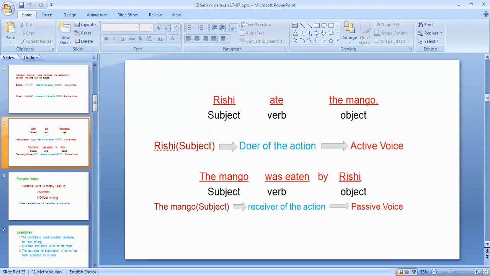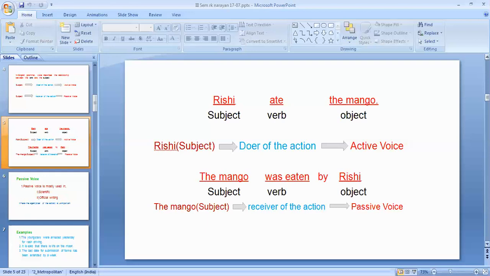But if we want to change this sentence into passive voice, the mango, the object, comes into the position of subject. What happened to the mango? It was eaten. By whom? By Rishi. So if we observe this sentence, was eaten is the verb, and the action is done on the mango. So here the mango is the receiver of the action. Something is happening to it. And who did it? Rishi did it.